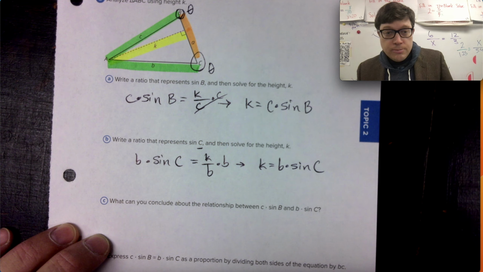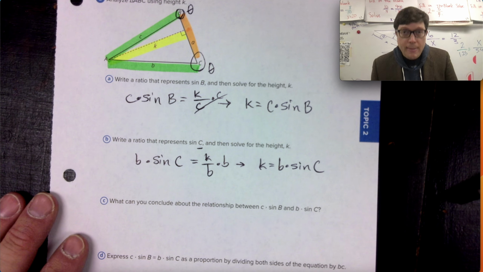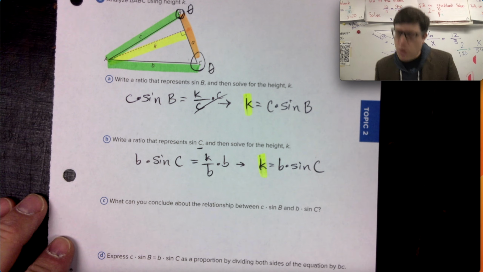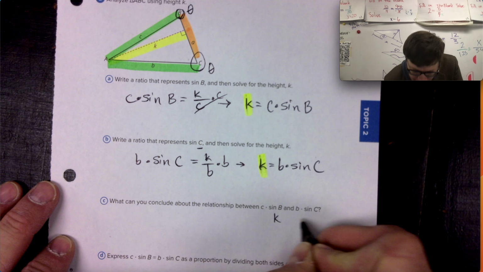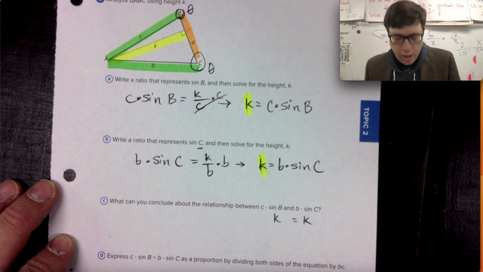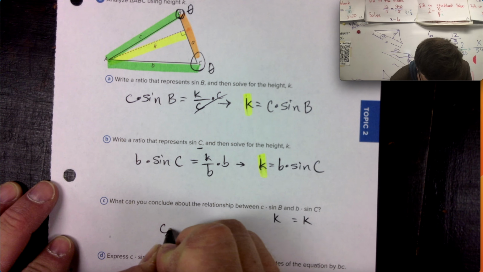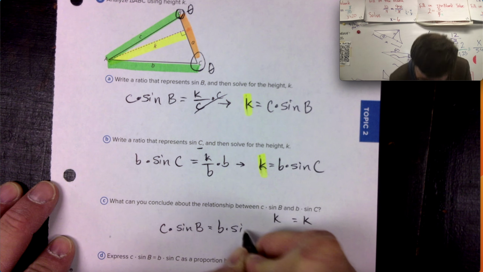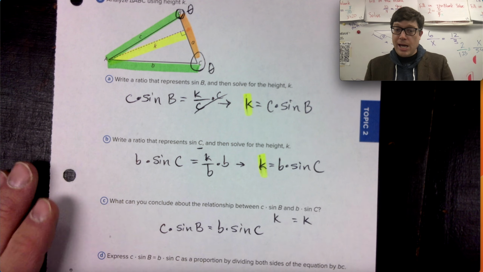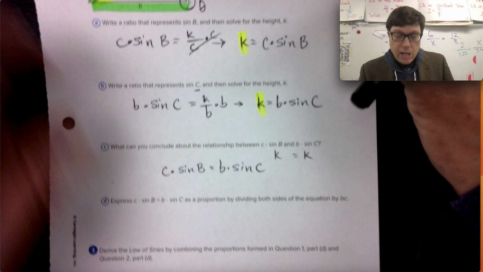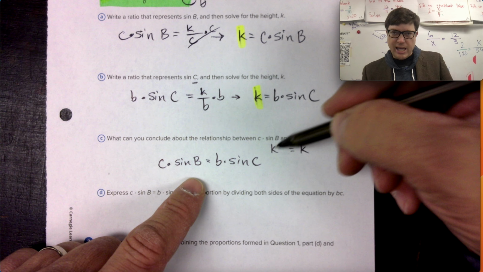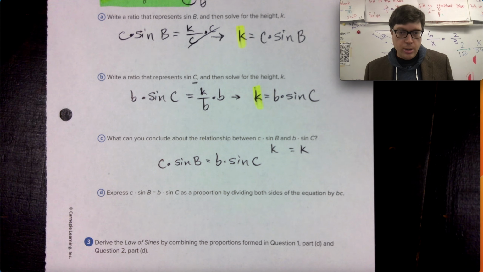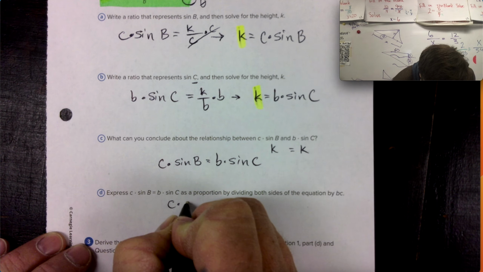Because of that reason, K is the common variable that both of these expressions are equal to. So because both of these expressions are equal to K, that means they have to be equal to each other. So C times sine of B must equal B times sine of C. So we can take that equation and set them equal to each other, because they're both equal to K, and K was that line in the middle of the triangle that both right triangles share.